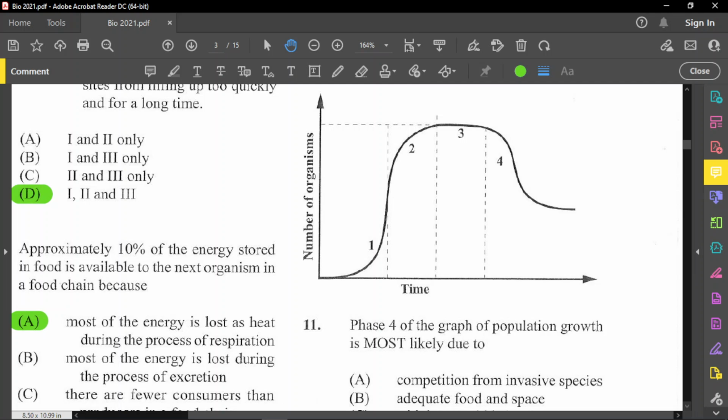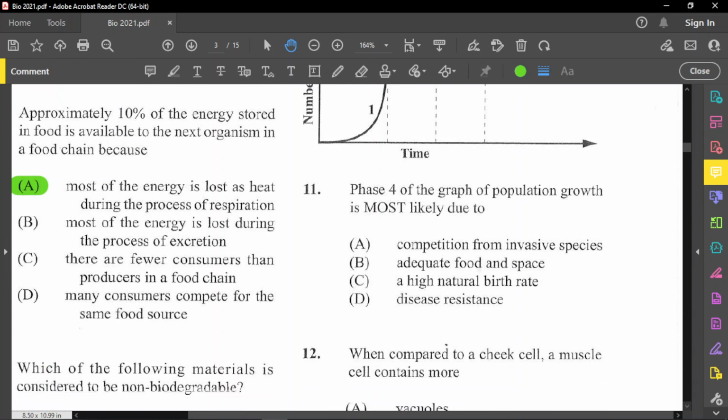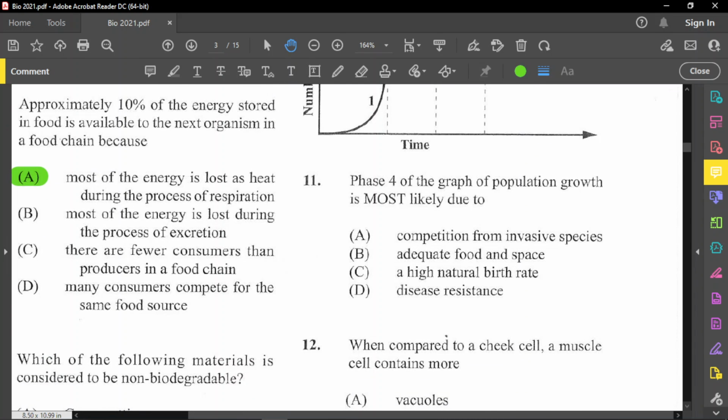And so if there's a decrease in population, let's look at what will cause a decrease in population. All right, so A said that there is a competition from invasive species, which is a good thing that could decrease population, definitely. It said B, adequate food and space. Nah, that will definitely not cause a decrease. Those things will cause increase. High natural birth rate, oh yes, that will cause increase. Disease resistance definitely will cause high growth rate in the population. So our answer here has to be A for question number 11.